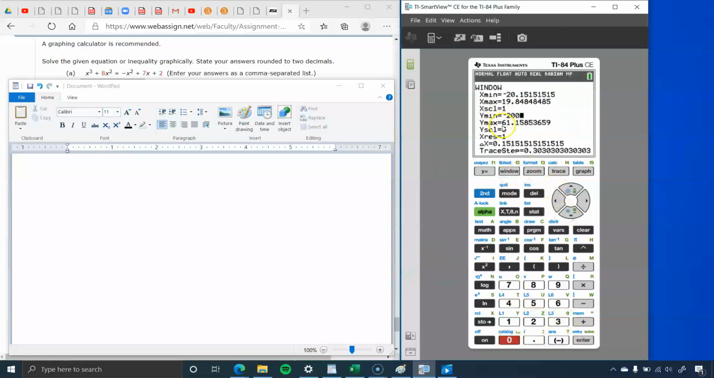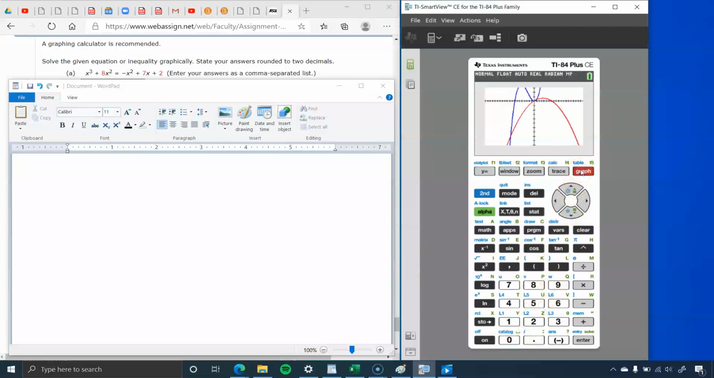Notice at this point my Y scale is probably not going to be sufficient because I've got roughly a spread of 260 units in the Y direction. With each Y value being worth 5, it's going to be too many little hash marks. It's going to make the axis not clear. So I'm going to make the scale worth more. Instead of 5, let's make it worth like 10 or 20. I'll do 20. Now let's graph it. There is another point where they're crossing out here.